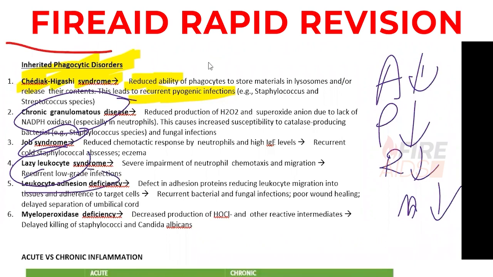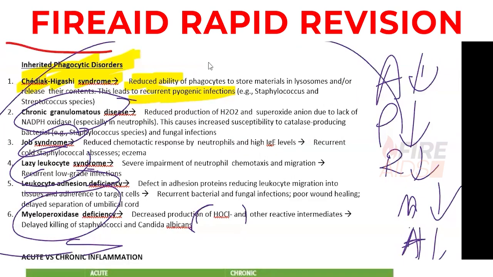Next is leukocyte adhesion deficiency, which means adhesion is reduced. We saw yesterday margination, rolling, adhesion, migration, finally. So these points you need to know. Next is myeloperoxidase deficiency, which means reduced production of HOCl. So the killing is going to be delayed. There is going to be killing, but it is going to be delayed. So all points are important. They are all MCQs.